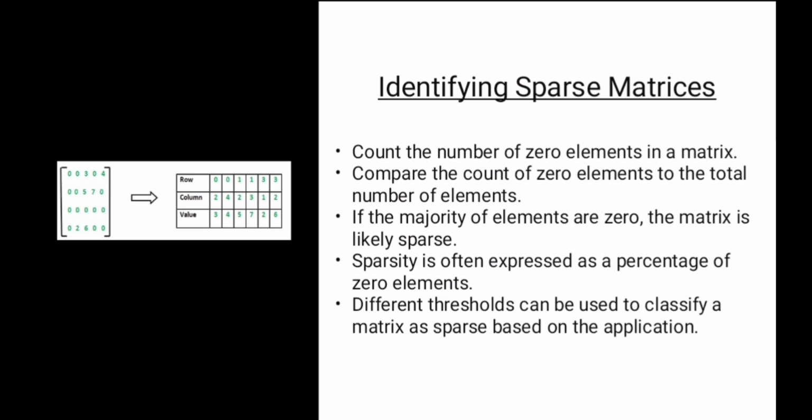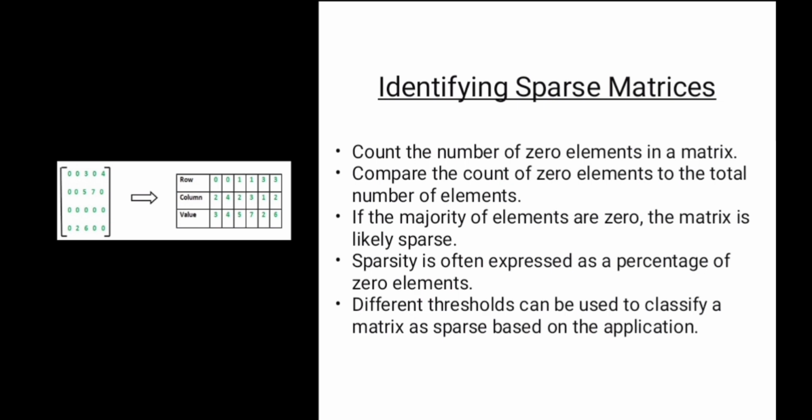Okay, now let's see how to identify a sparse matrix. In order to know whether the given matrix is sparse or not, first count the total number of elements in the matrix. Then count the number of zero elements in the same matrix. If the count of zero elements is more than that of non-zero elements, then the matrix is considered a sparse matrix. As I said, the sparse matrix contains more zero elements than non-zero elements.